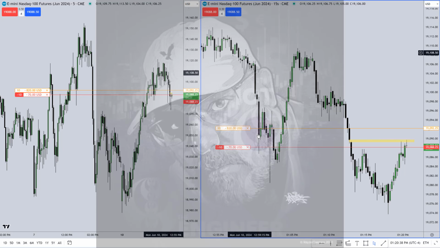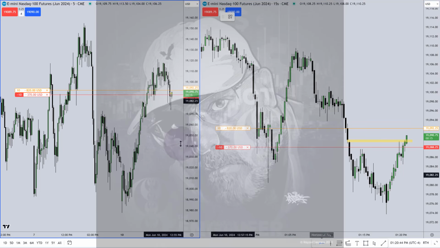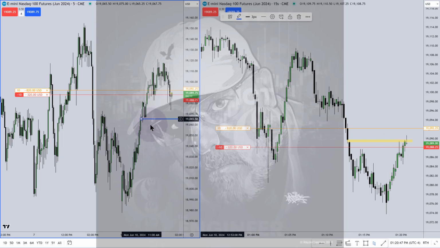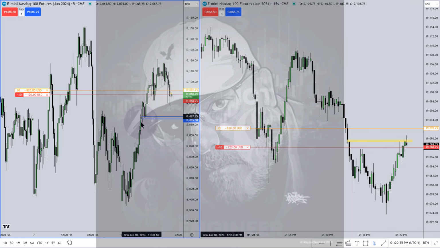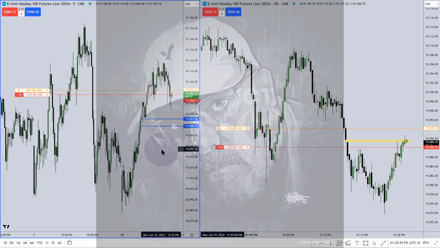There you go. If you look right over here, I like this inefficiency. So I'm going to highlight that, and we'll clone that. Alright, so these are the levels I'm looking for.